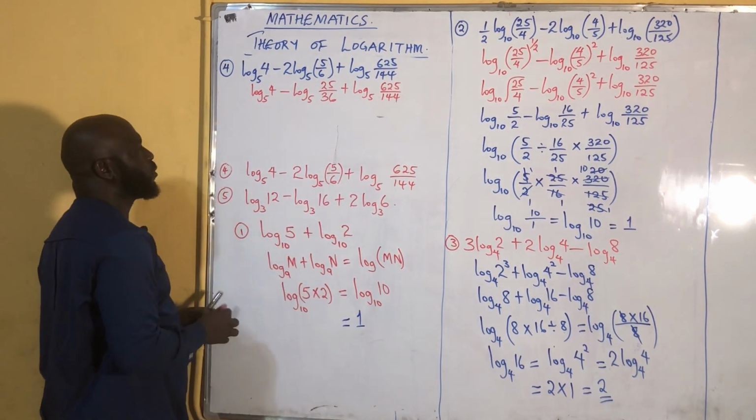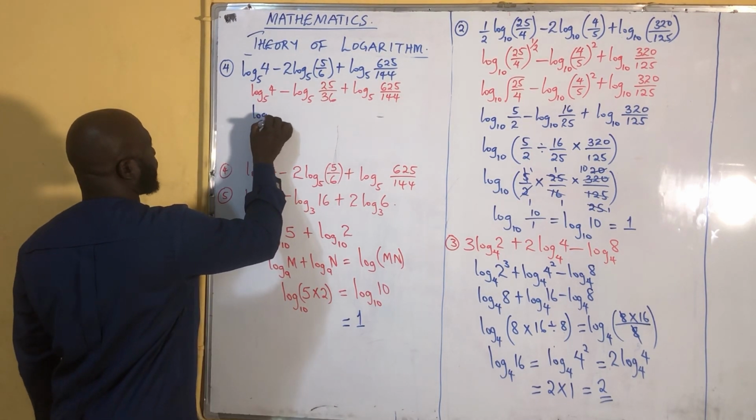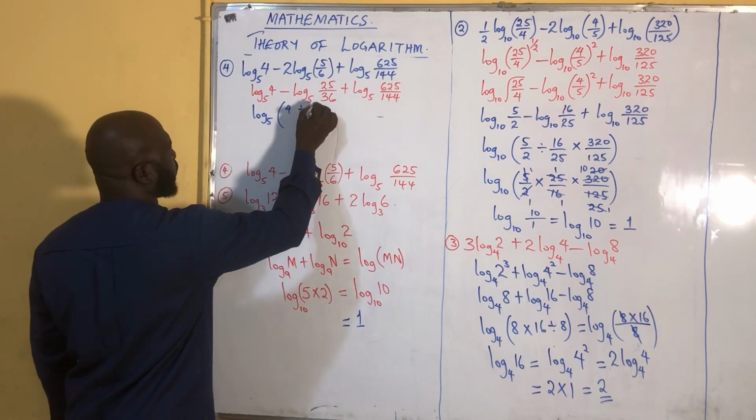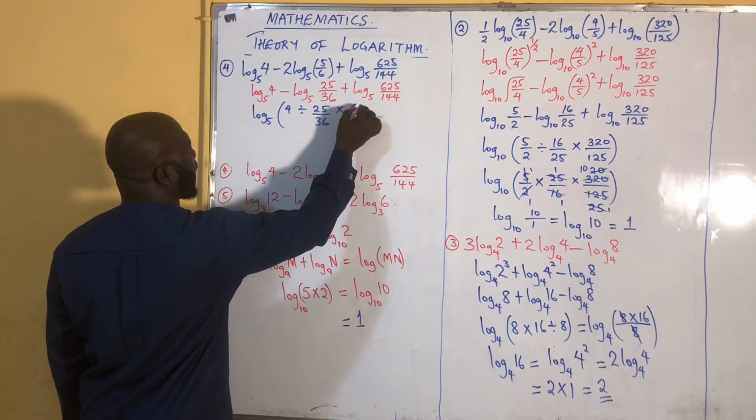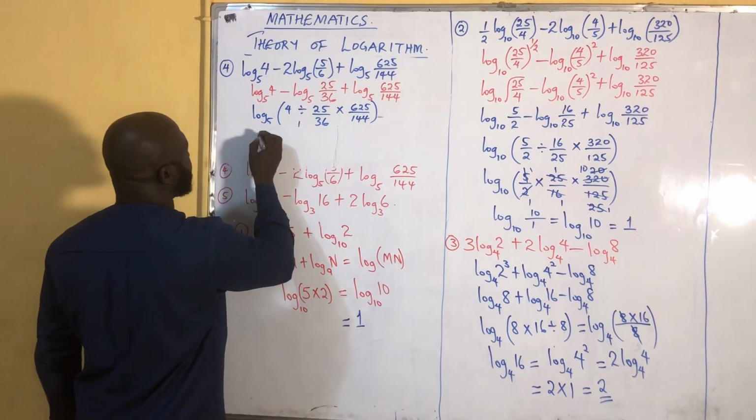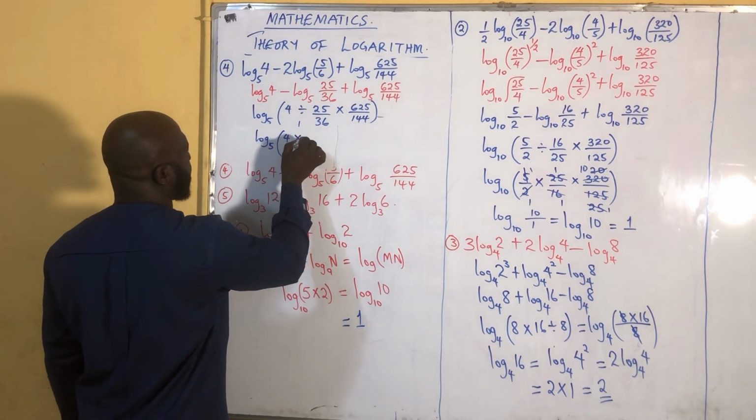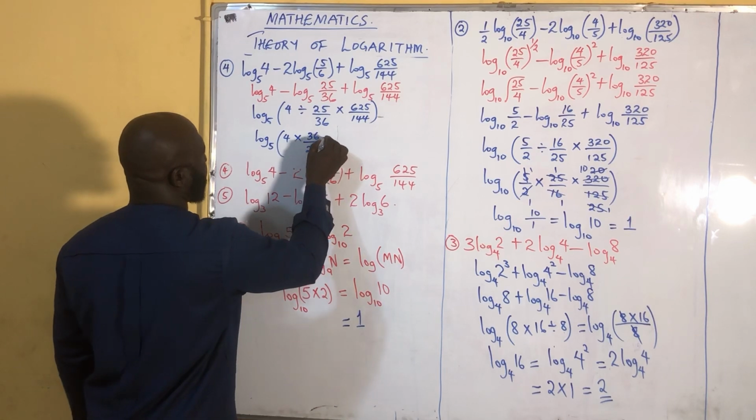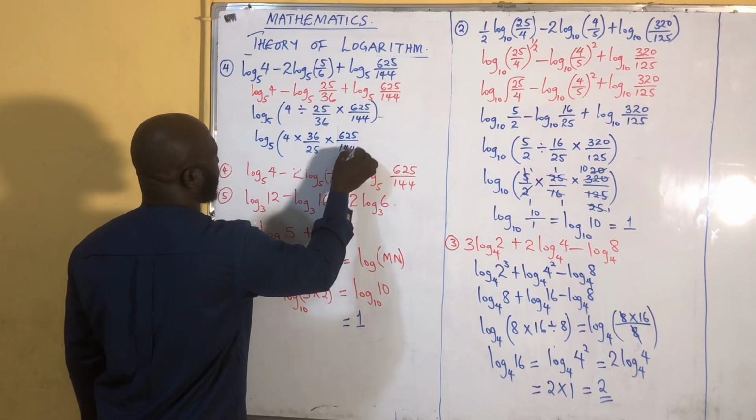So on this note, we collect the like terms, which is logarithm in base 5, of 4 divided by 25 over 36 times 625 over 144. So we have logarithm in base 5 of 4 times 36 over 25 times 625 over 144.